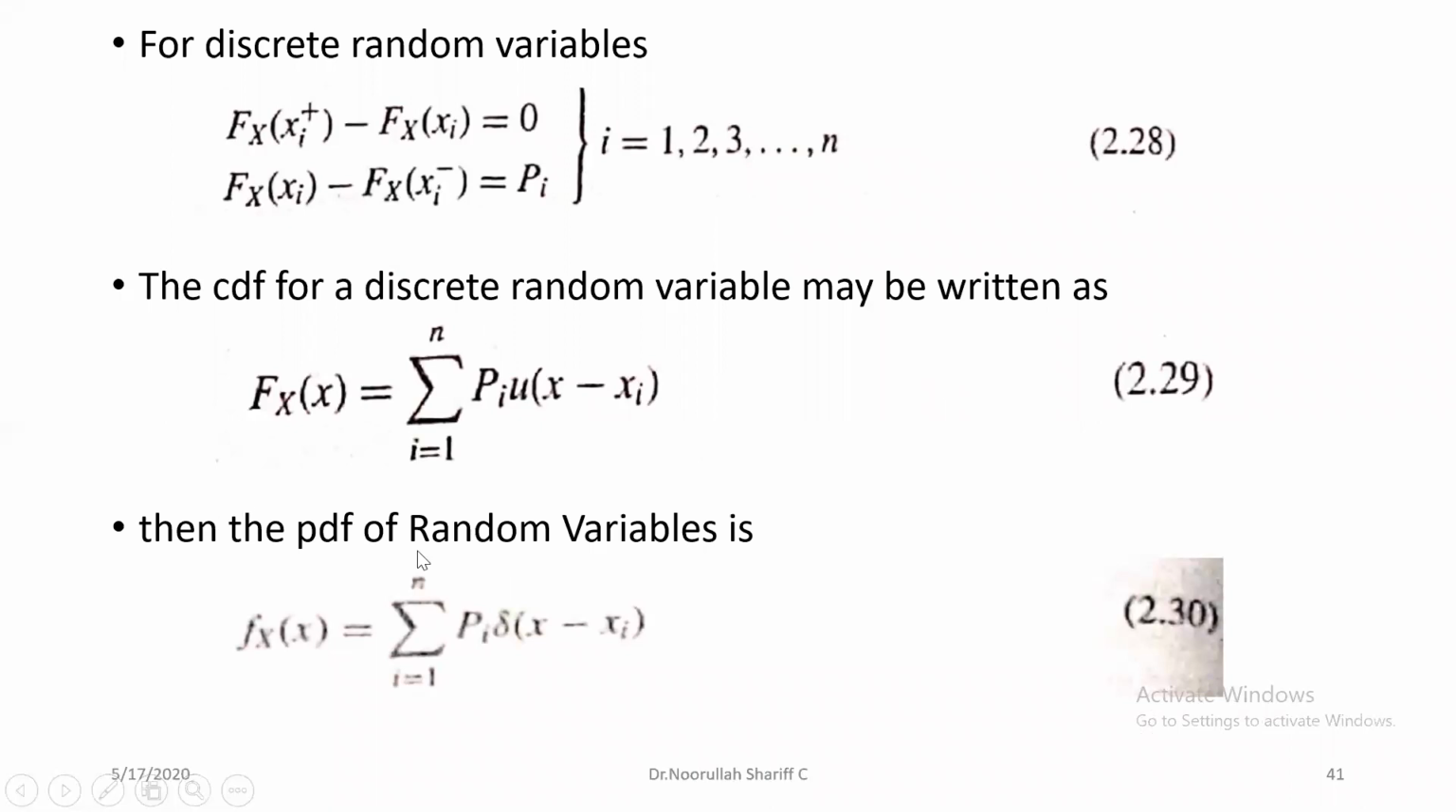And then the PDF of the random variable is given by small fx of x is equal to, this is the probability density function, or sometimes we can call it the mass function, but mass function might be associated with pi only. Using the mass function, you can write the probability density function. So pi of delta x minus xi. This is the impulse function. This is the step function. Okay, try to differentiate between these two.